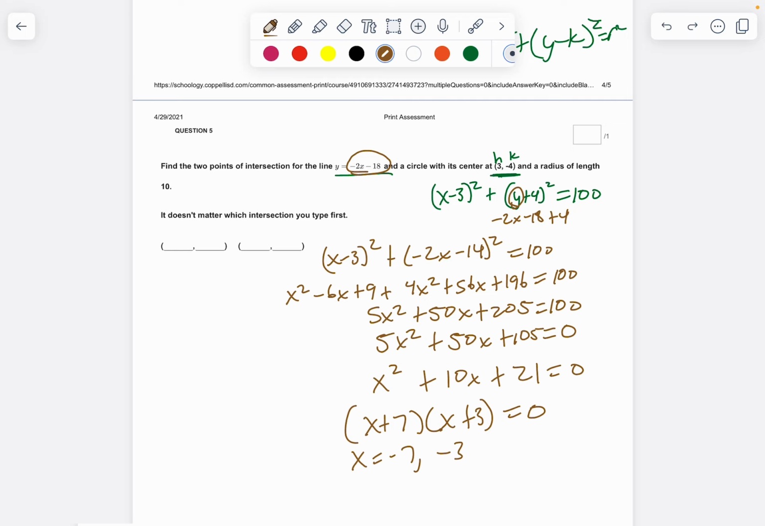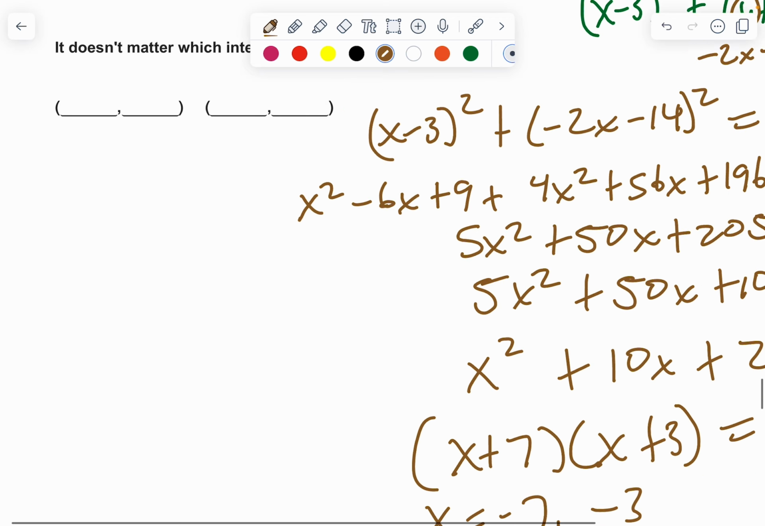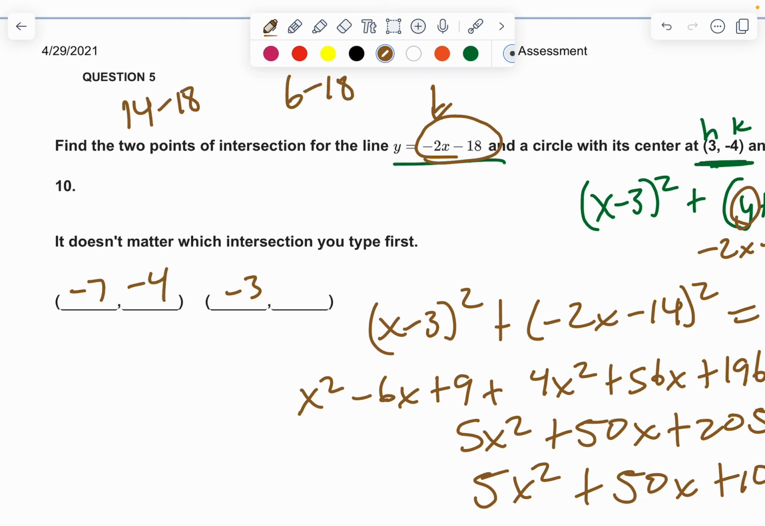All right, let's finish the question. So remember that this is what y equals. So we're going to plug in negative 7 and negative 3. Plug in negative 7, you would get 14 minus 18. Plug in negative 3, and you would get 6 minus 18. And we're done.